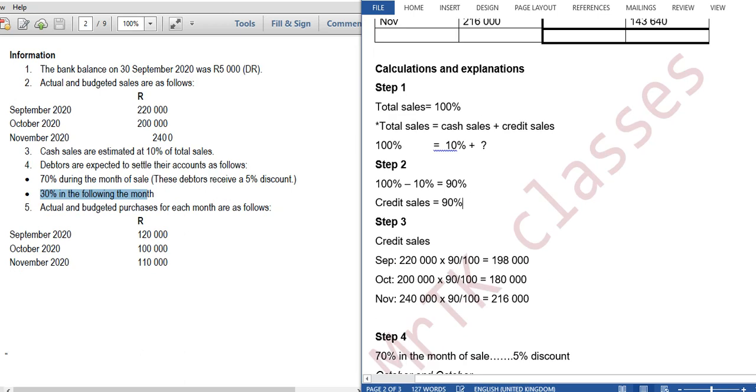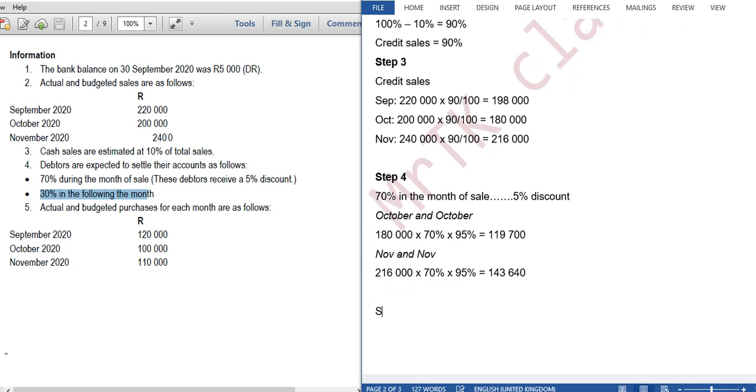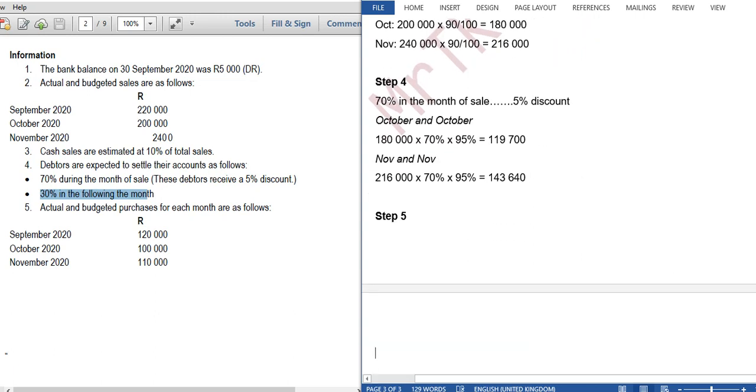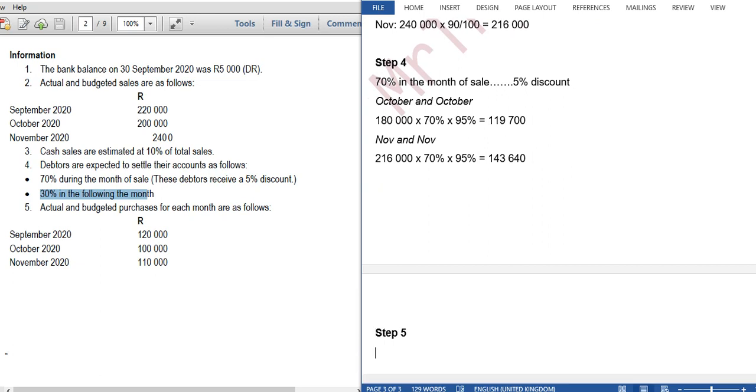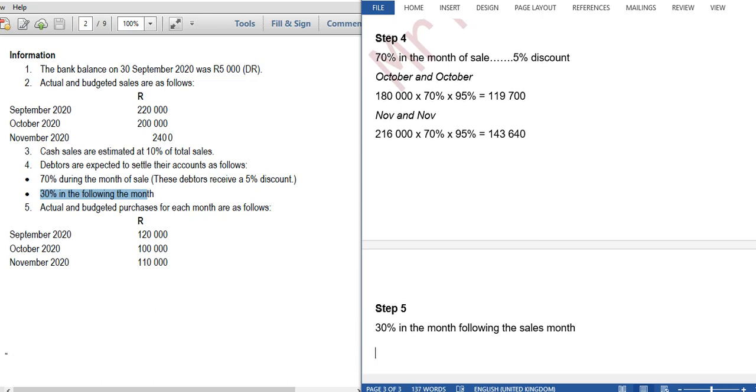So now let us do this as step 5. Under step 5, we are going to say 30% in the month following the sales month. In the month following the sales month.